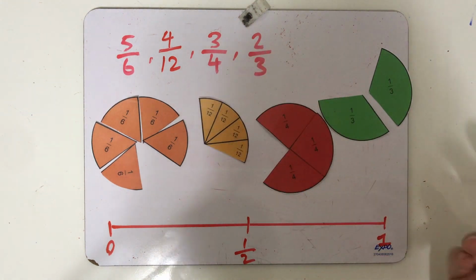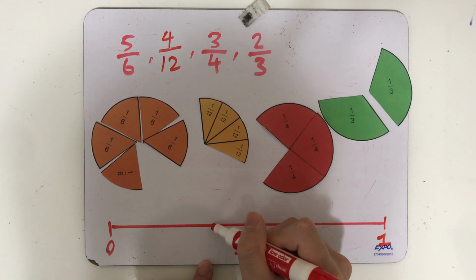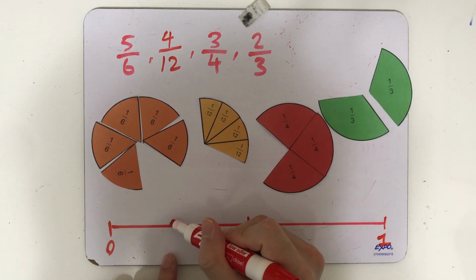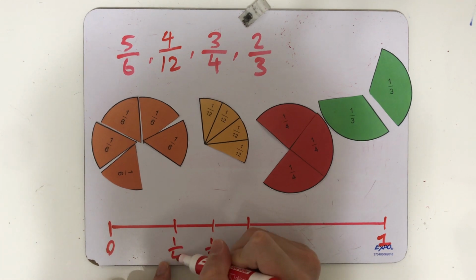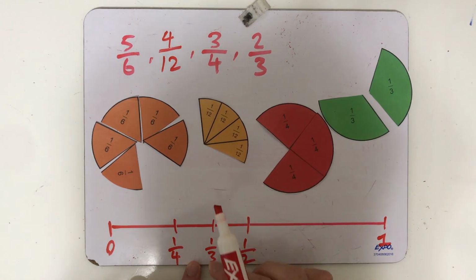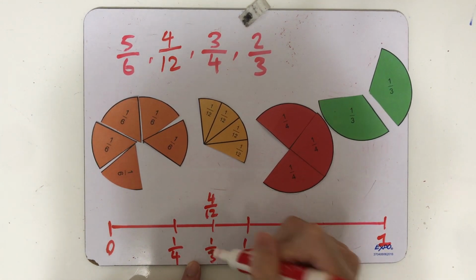We notice that the 1/3 fraction piece and the 4/12 fraction piece fit perfectly together. So if you remember from the previous example, 1/3 was somewhere around here, because we had 1/4 here. And so if 1/3 is here, that means 4/12 should also be here. So I'll put 4/12 up here because they're equivalent.